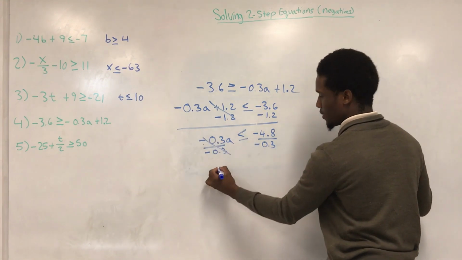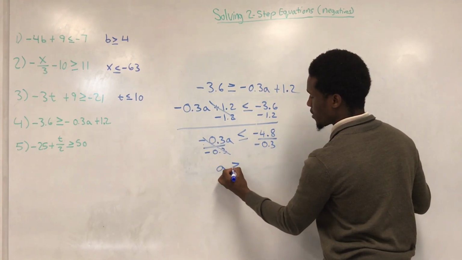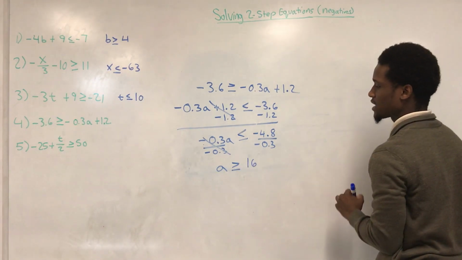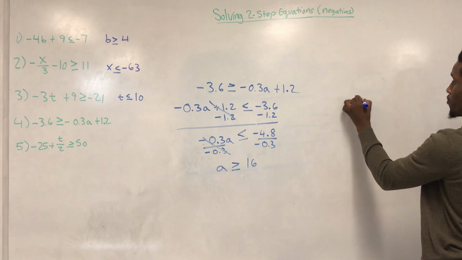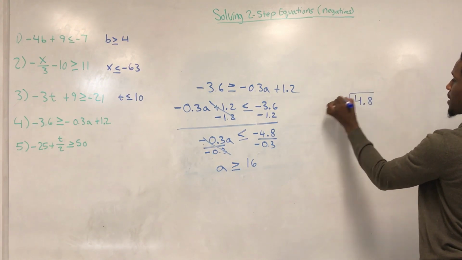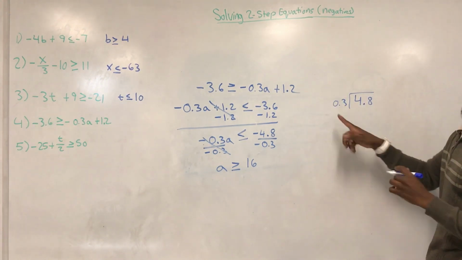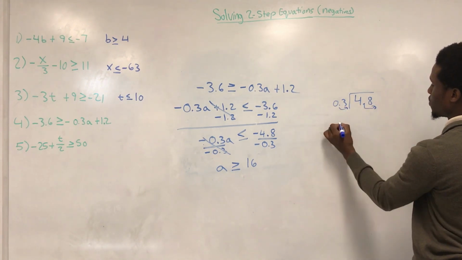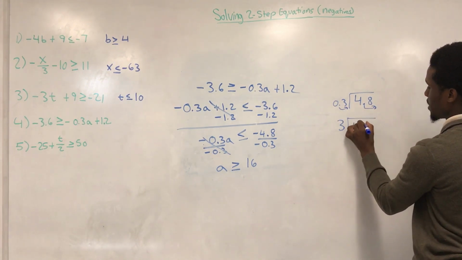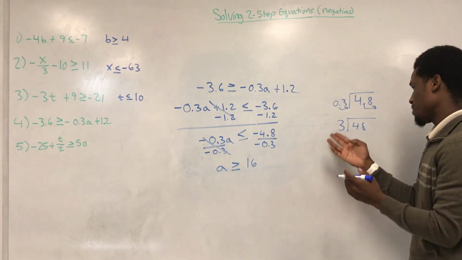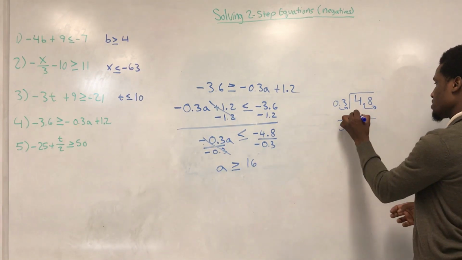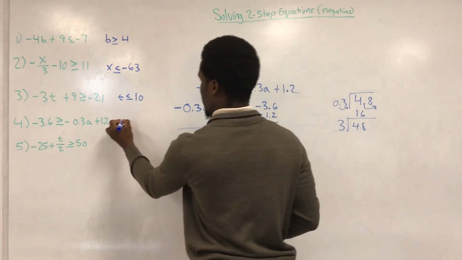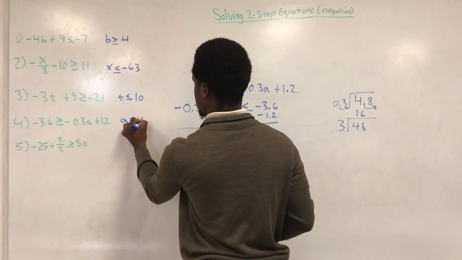So, it's a negative, so a has to be greater than or equal to 16. Remember, negative 4.8 divided by negative 0.3. We can't have a decimal place here, so let's move it once, giving 48 divided by 3. This is something you recognize: how many times does 3 go into 48? It goes in 16 times. That's why I have 16 as my answer. So, a is greater than or equal to 16.